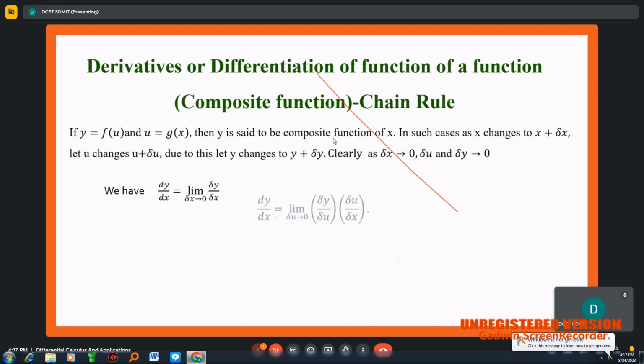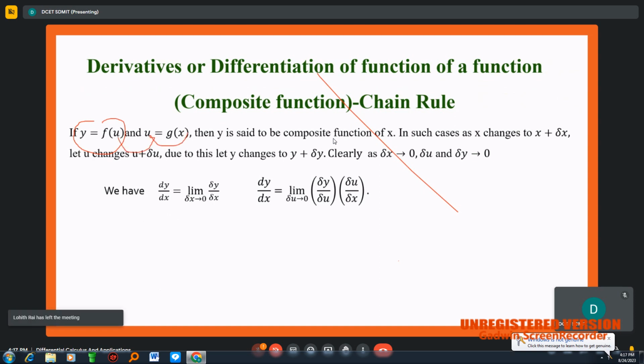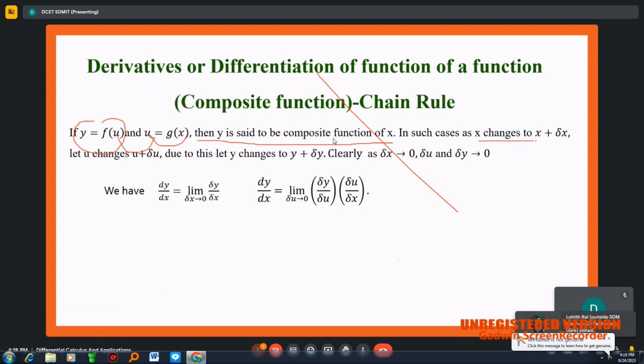Sorry. See here. Suppose y is equal to f of u is a function of in terms of the x variable. Then y is said to be the composite function of x. In such cases as x changes to x plus delta x, let u change to u plus delta u. Due to this, let y change to y plus delta y. Clearly, as delta x tends to 0, delta u tends to 0 and delta y tends to 0. Now, what is the definition of the derivative? dy by dx is nothing but limit delta y by delta x as delta x tends to 0.